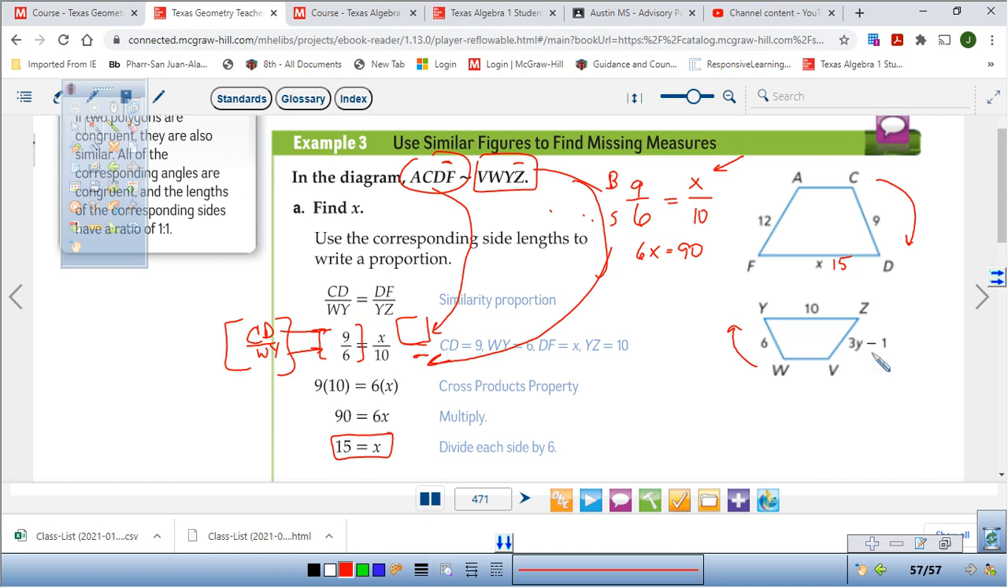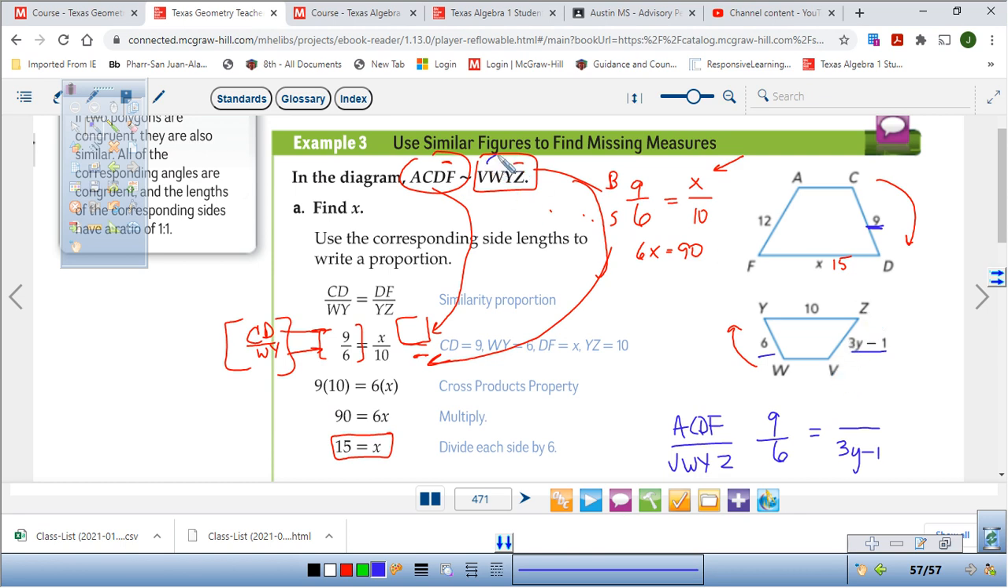Now, how are we going to find the y? Guess what we're going to do now? We're going to keep that same comparison of the 9 and the 6. You got that? Same 9 and 6. Remember, this is from that A, B, C, A, C, D, F one, and then over the V, W, Y, Z one. Okay. So what I want to do is figure out this one. I know that one is the stuff on the bottom, so I'll set it down here. 3y minus 1. V, Z.